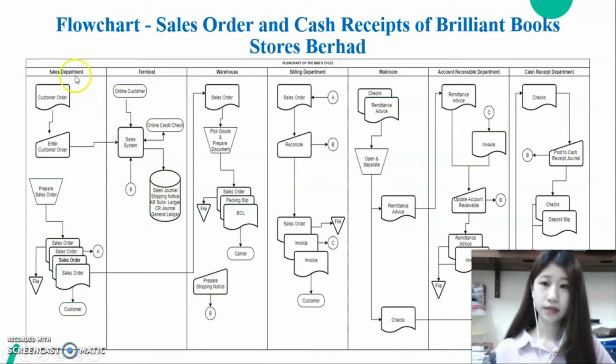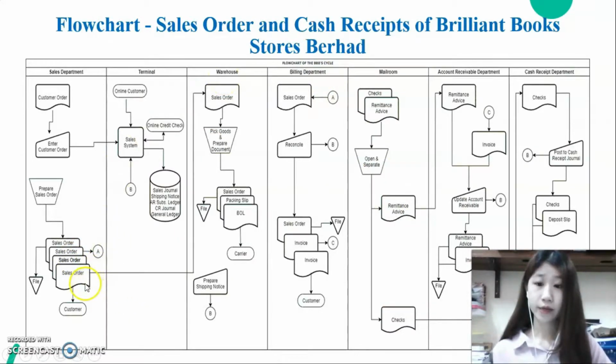After that, the sales department will prepare the sales order. The first copy of the sales order will be filed in the department. The second one will be sent to A, which is the billing department. The third one will be sent to the warehouse. And the final one will be sent back to the customer as the notice that their order has been processed.